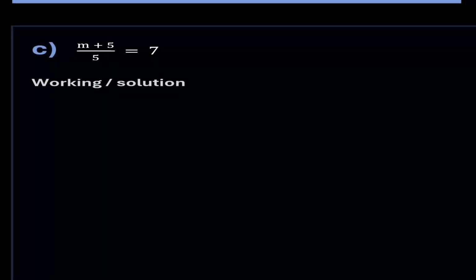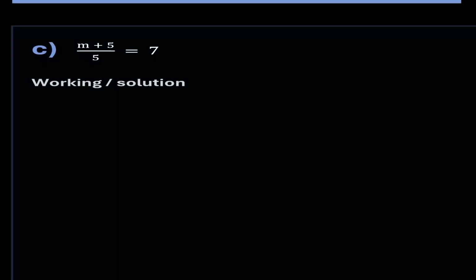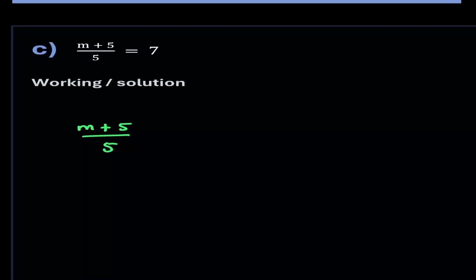So we've got m plus 5 on 5 equals to 7. So let's write that out. M plus 5 all over 5 equals to 7. So again, these are quite easy. We're just rearranging to isolate the m. So we're getting rid of this 5 first. It is a divide on the left, so when you bring it to the right, it becomes the opposite. Opposite of divide is multiplied.